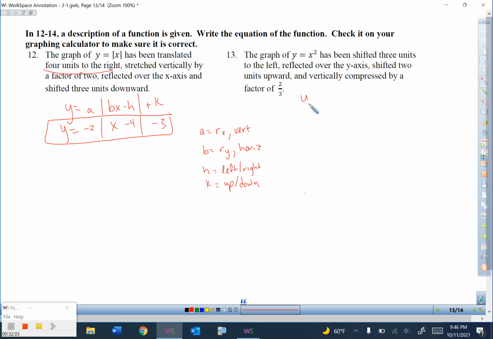Next one, we're going to start out and take our grouping symbols and square them. So x minus h inside, squared outside with the plus k. And it's the same process. Shifted 3 units to the left. If I want to go left, I'm going to say plus 3. And then it said reflected over the y-axis, so the y actually goes inside here. And then it said shifted 2 units upward, plus 2, and vertically compressed by a factor of 2/3.